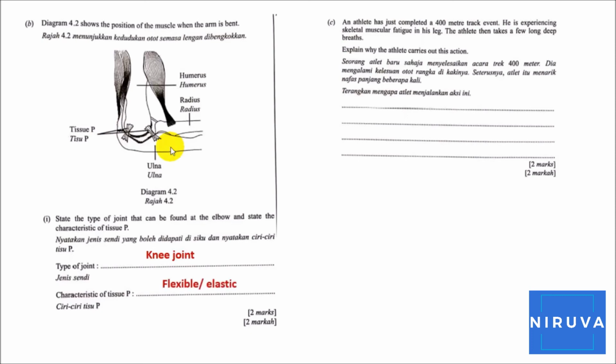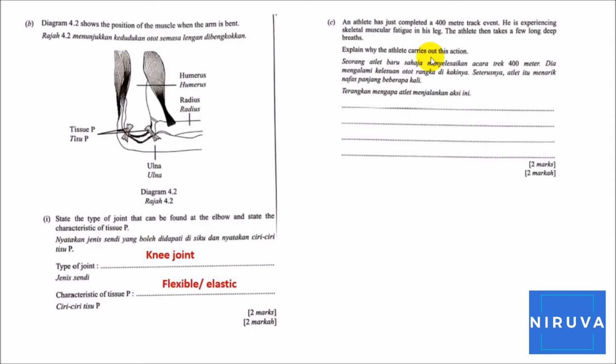Okay, and then C, an athlete has just completed a 400-meter track event. He is experiencing skeletal muscular fatigue in his leg. The athlete then takes a few long deep breaths. Explain why the athlete carries out this action.